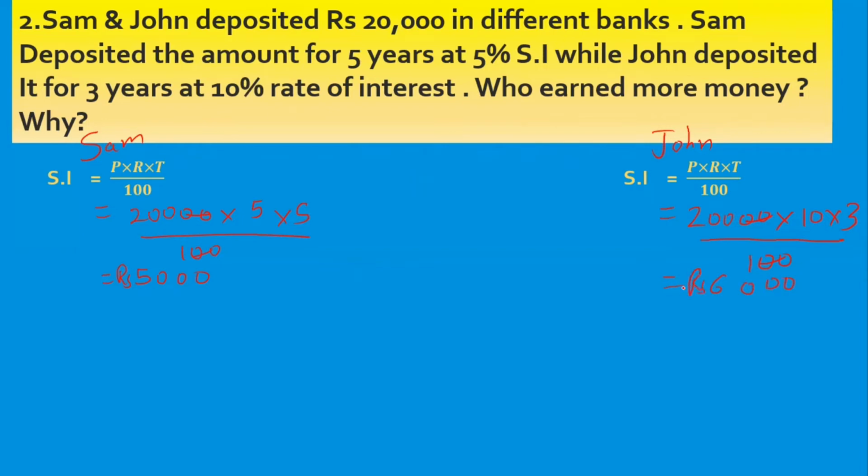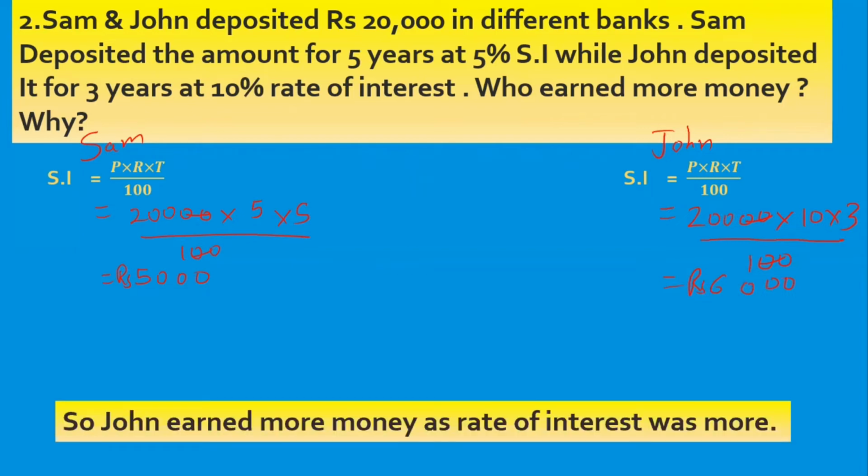So tell me, who is getting more interest? Sam or John? Yes, of course, John. And why? Because the rate of interest was more. Understood, children? Let's take another question.